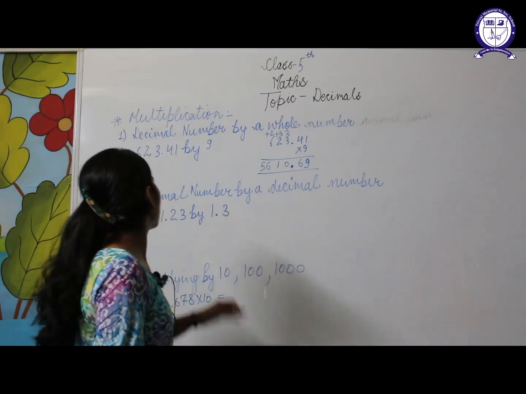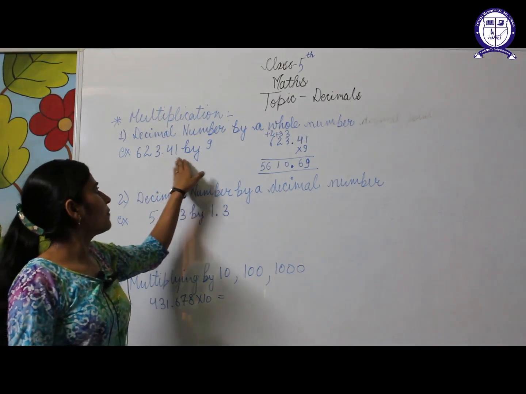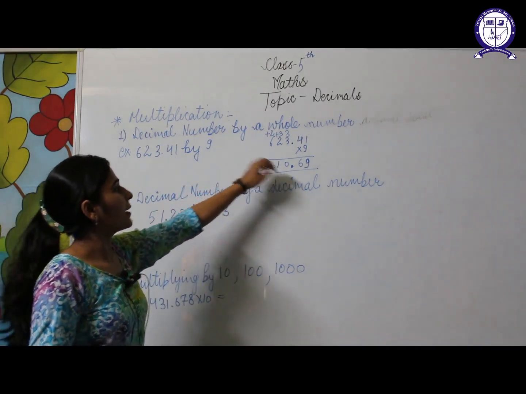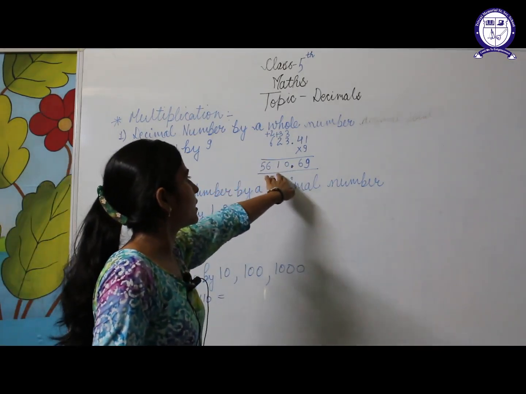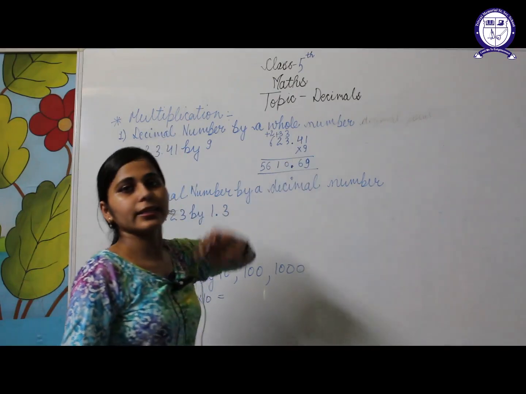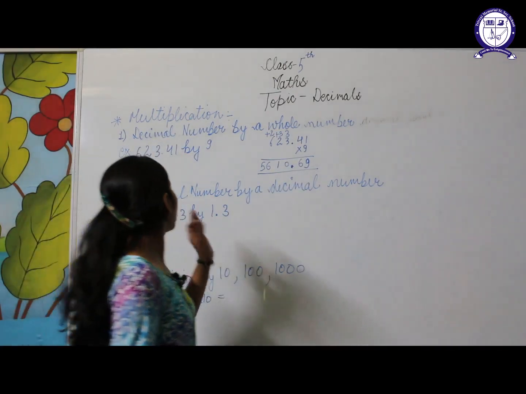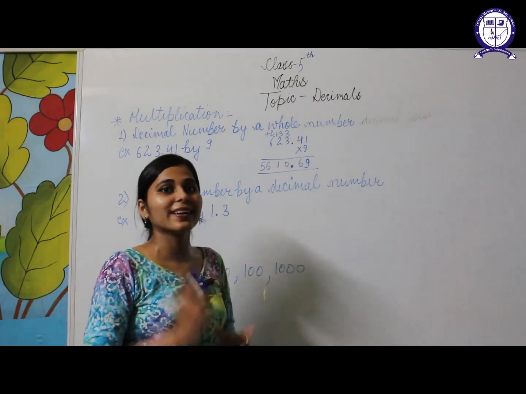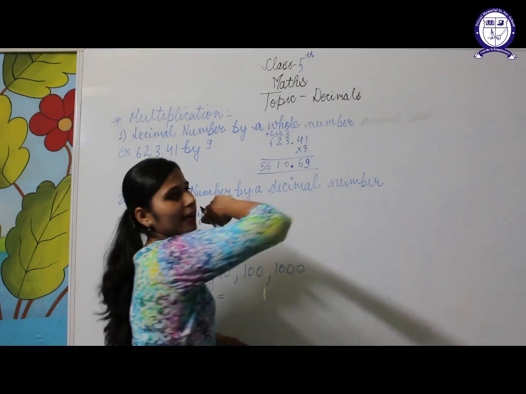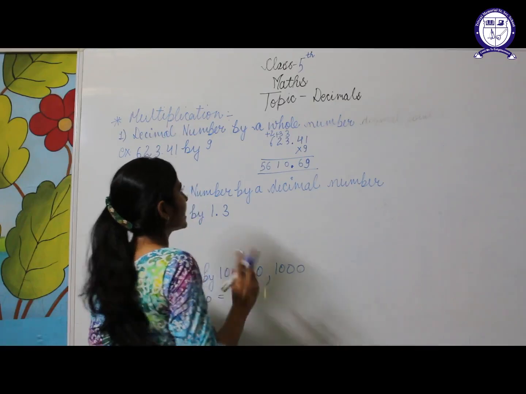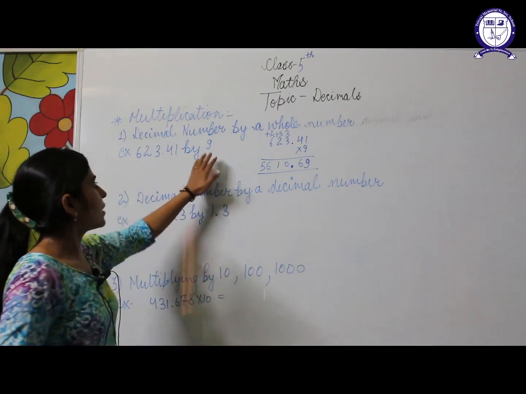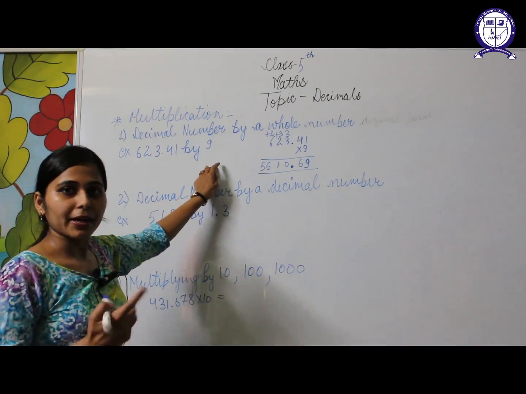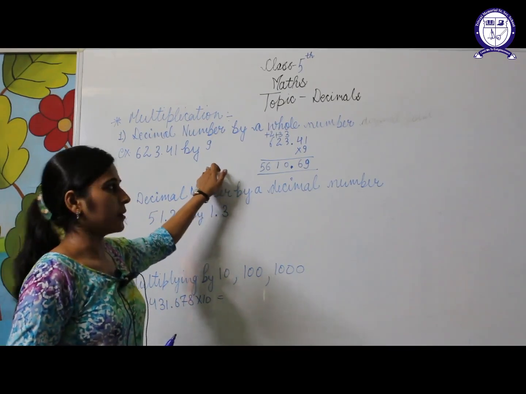Now students, 623.41 after multiplying by 9 gives us 5610.69. So what you have to take care of: you will write the point under the point and the carry will move towards the left-hand side of the point. So take care of this thing. Like this, you can also multiply a decimal number by a 2-digit number or 3-digit number, students.